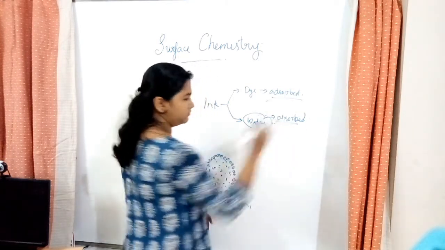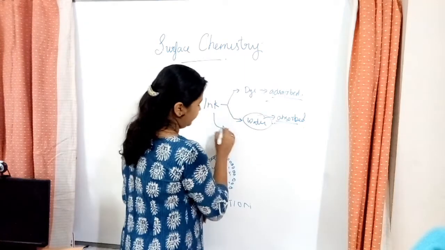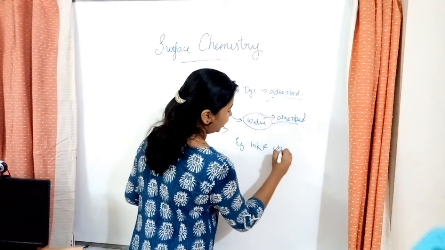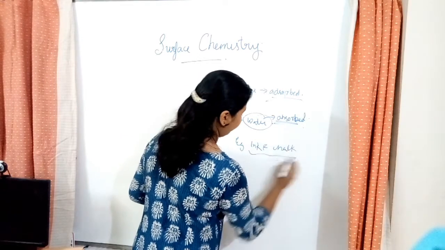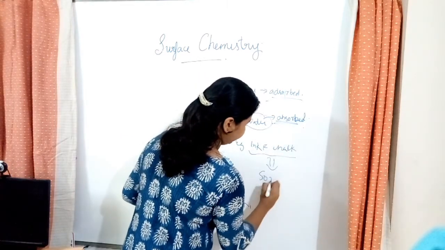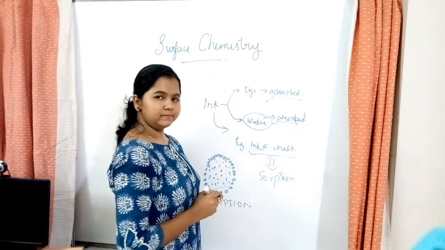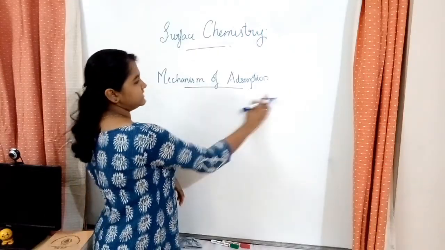Okay. So the example of ink and chalk is for what? Sorption. Okay. So now we learn about the mechanism of adsorption.